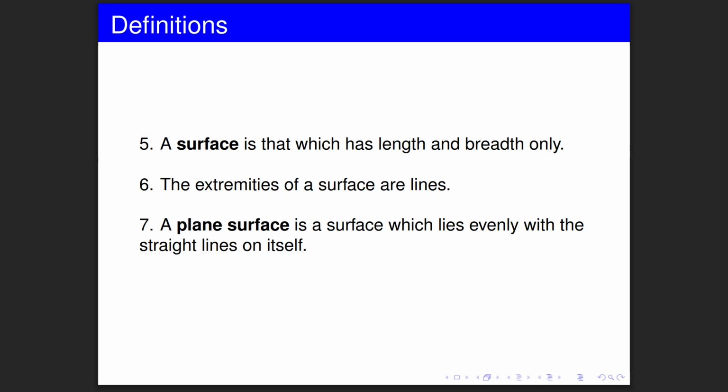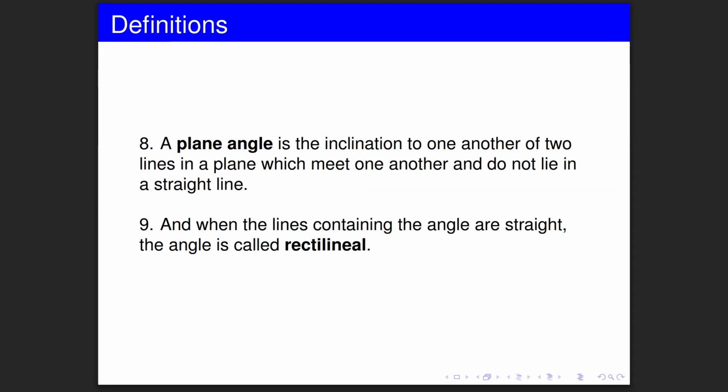As an example, length was said to be what is meant when one asks for the length of a road or a wall. The actual object in question may have some breadth, but we are only interested in the length property. So now we have angles. Definition 8, a plane angle is the inclination to one another of 2 lines in a plane which meet one another and do not lie in a straight line.